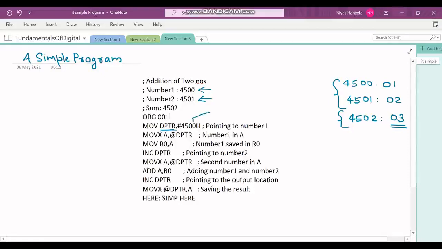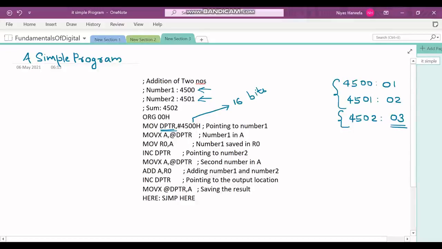Like we studied, how many bits does this correspond to? Hash means it's an immediate value, constant value. In the 4500 location, DPTR will be loaded with the value 4500. So 4500 corresponds to how many bits? 16 bits. Why? Because each of those digits in 4500 corresponds to a nibble or 4 bits. So DPTR as a whole will contain 16 bits.